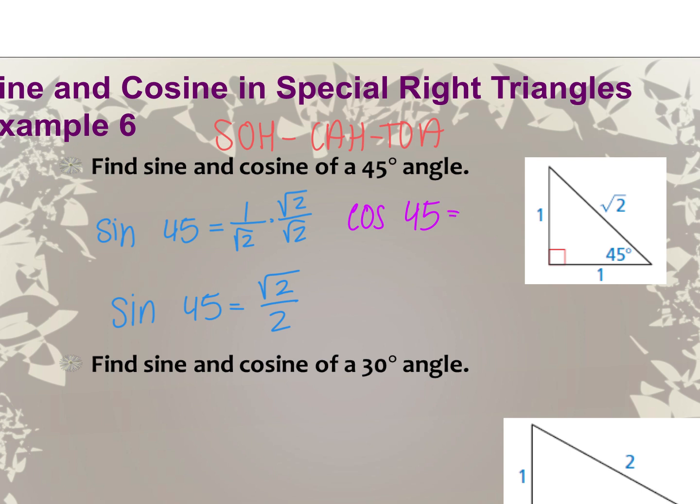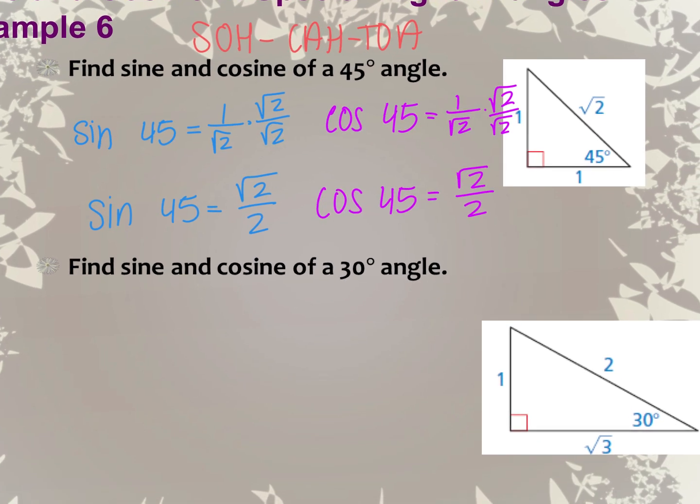Cosine equals, what do I have for cosine? Where's my adjacent side for angle 45? I'm going to have a 1, radical 2. Again, I cannot have a root in my denominator. So I'm going to have cosine 45 equals radical 2 over 2. Go ahead and do sine and cosine for 30 degrees on your own.